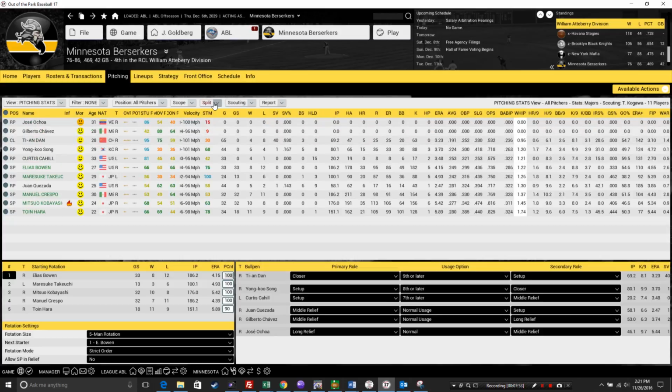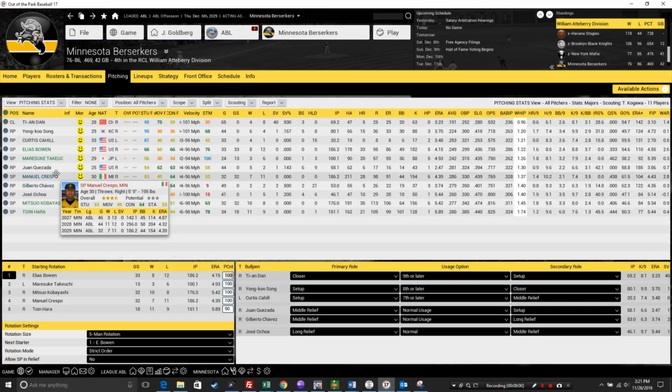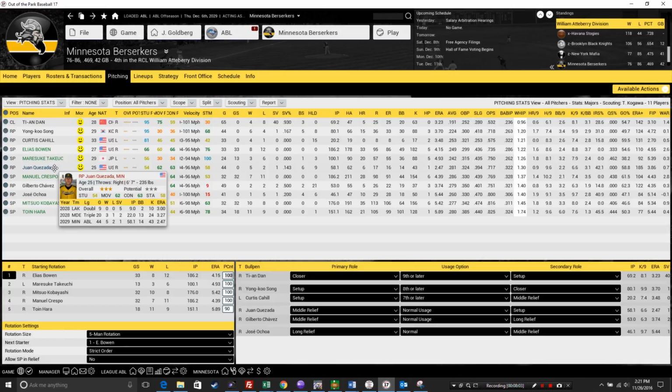it might be worth, I gotta put the stats back from last year here, sometimes it does that, it might be worth having Juan in that long relief role, but we'll leave it the way it is now. Anyway, that gives you an idea of what I do for setting up the rotation. Then I do look at pitch counts.